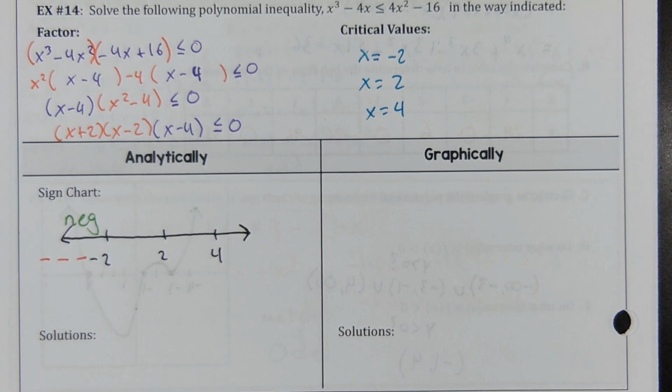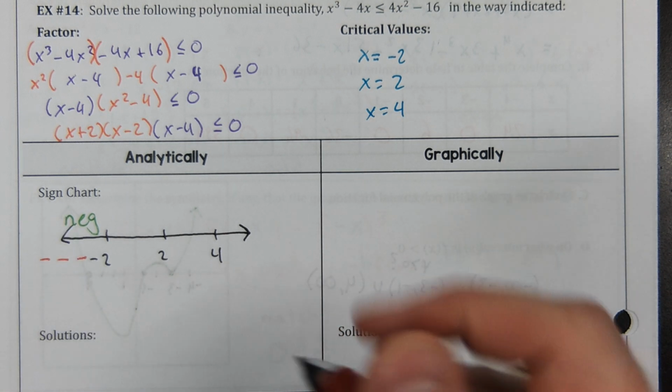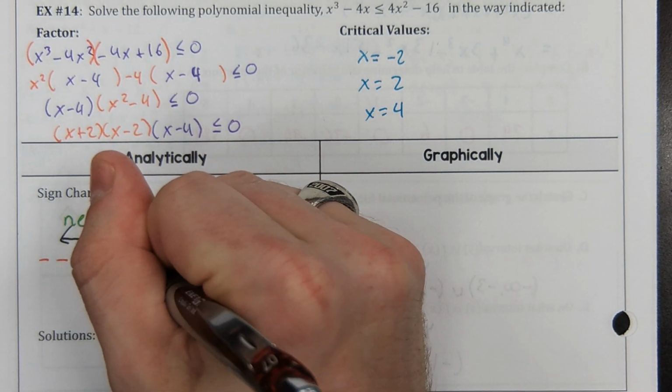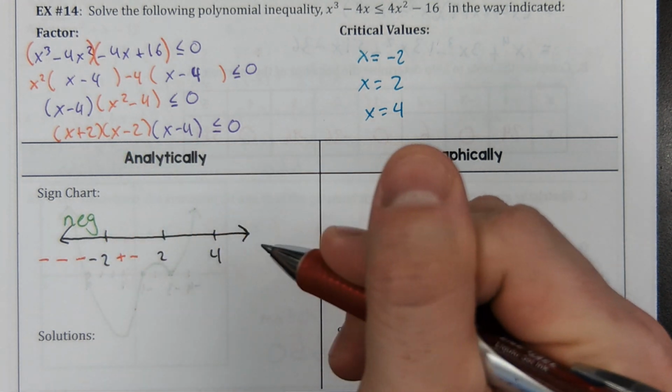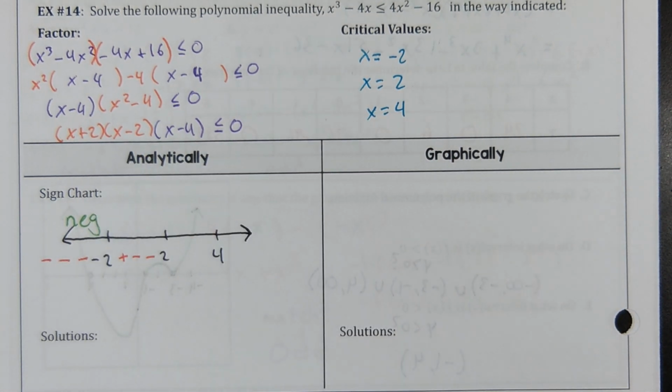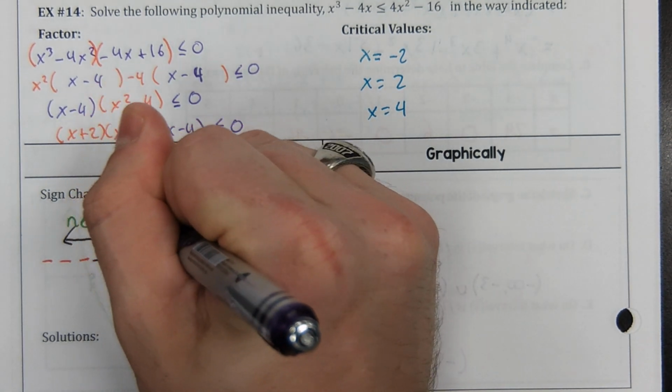Any number between -2 and +2 works. My favorite representative happens to reside in there, 0. 0 plus 2 is positive. 0 minus 2 is negative. 0 minus 4 is negative. Now when you multiply those 3 things, you're going to get a positive result.